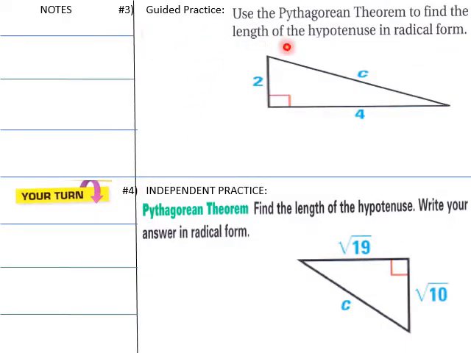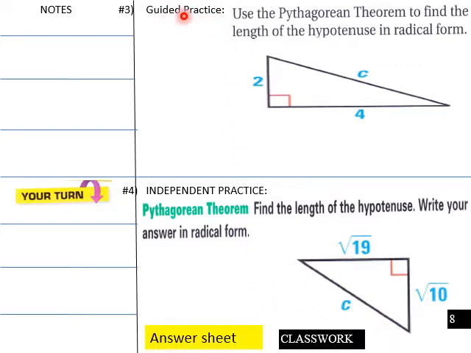Okay, into guided practice, use the Pythagorean theorem. Find the length of the hypotenuse. Write your answer in radical form. So we use the Pythagorean theorem on both of these. Students, get on this. And then we'll do this too.